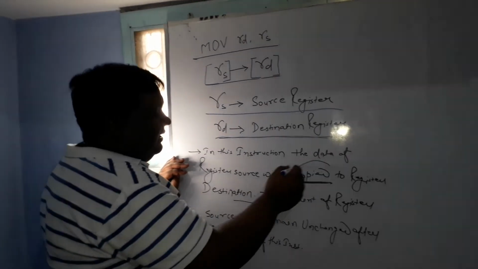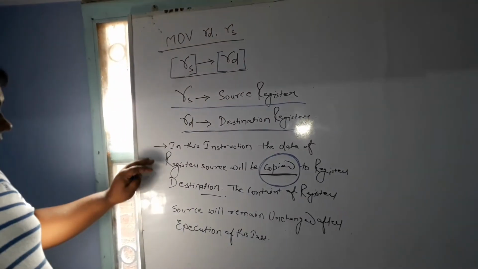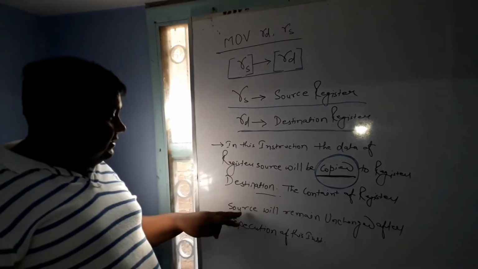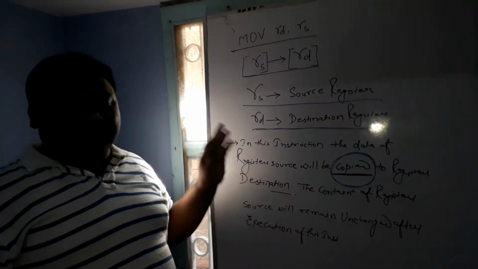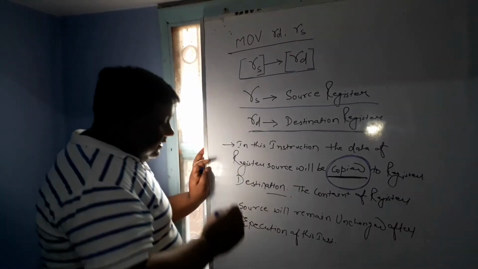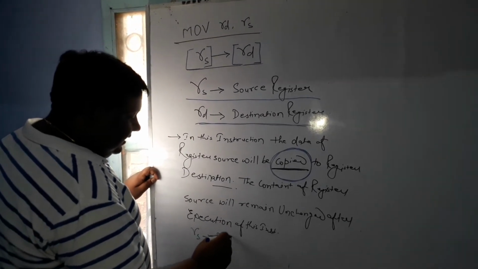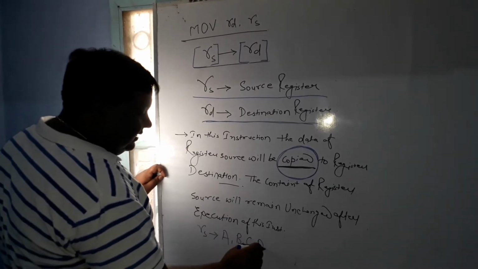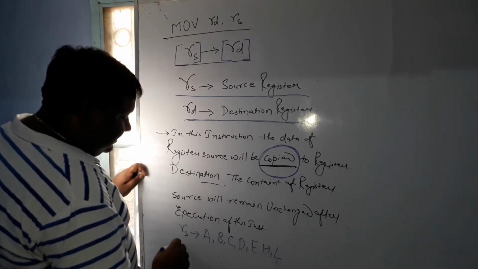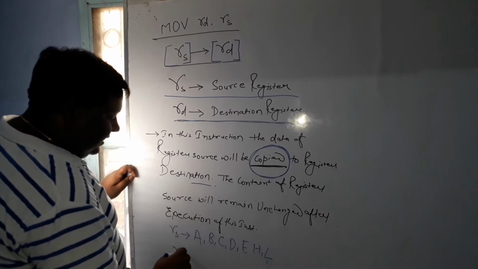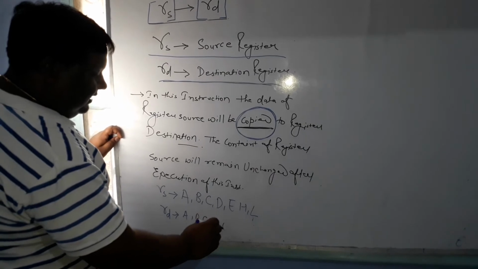Remember one thing, here we are specifying copied. It means the content of the register source will remain unchanged after execution of this instruction. The register source RS can be any of A, B, C, D, E, H or L, and in the same manner RD can be any of A, B, C, D, E, H or L.